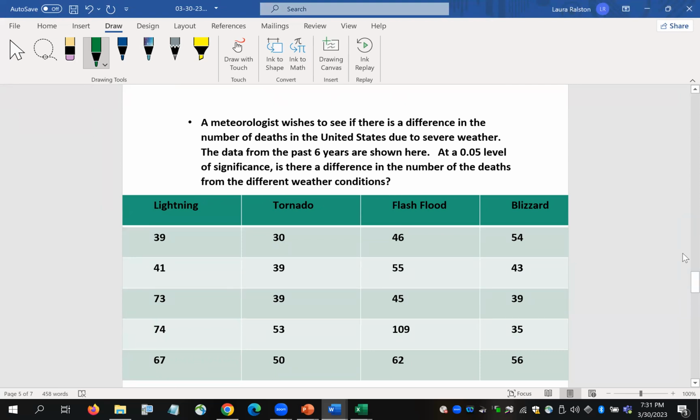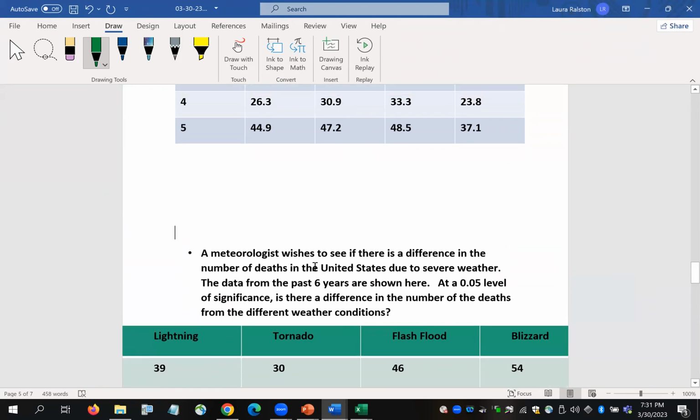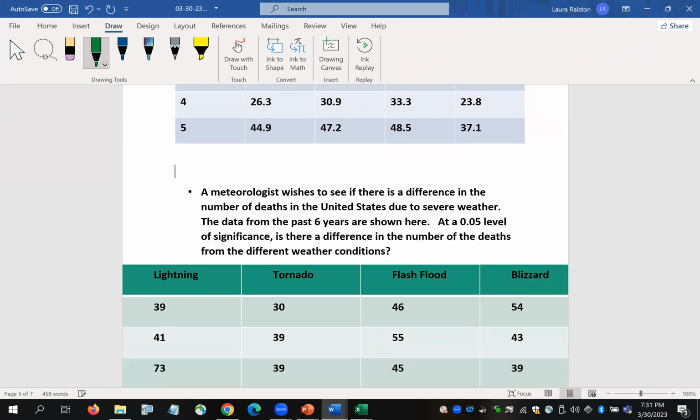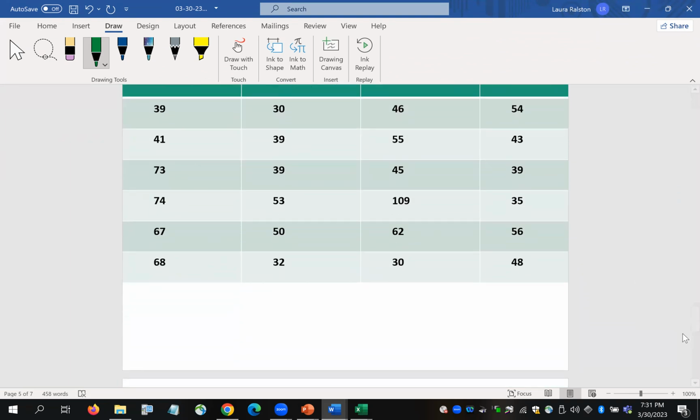So the first decision that I should make, and let me move this up a little bit so I can get all my data on the same page, is am I going to do one-way ANOVA or Kruskal-Wallis? Making that decision depends upon whether the distributions are normal or not.